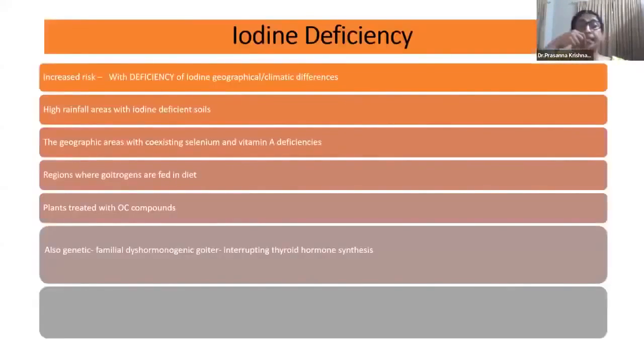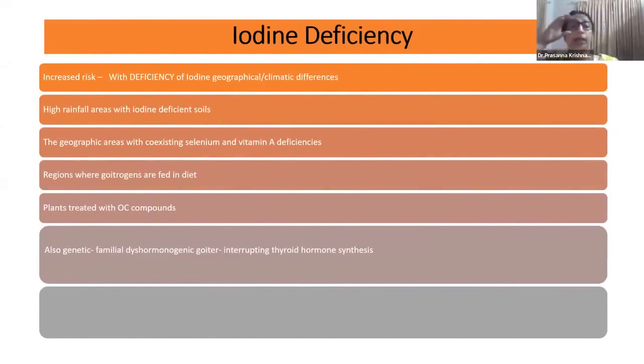Then another important condition is iodine deficiency. That is something we have to look into, because it is sometimes fatal, and many times newborns are affected severely. Iodine deficiency is much more common in a particular geographical region, or when there are climatic differences. It's endemic. Other conditions like high rainfall areas with iodine deficient soil, where the iodine will be leached out. Areas with coexisting selenium and vitamin D deficiency can also contribute.